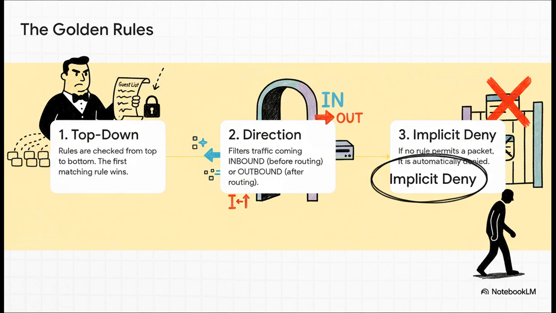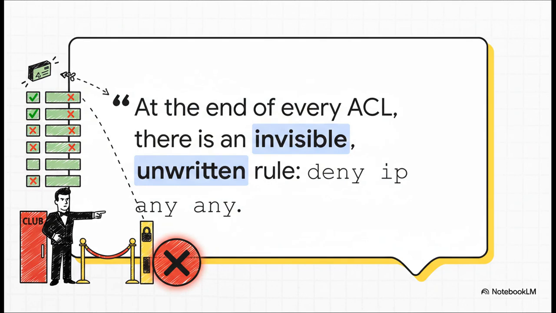And third, this is the big one, the unwritten rule. This brings us to the implicit deny rule. Just think of it this way. At the very, very bottom of that guest list, there's an invisible line of ink that just says, deny everyone else. So if a data packet gets all the way to the end of the list and hasn't been explicitly told, yep, you're good, come on in, it's automatically blocked, no questions asked. You're either on the list or you're not getting in, period.